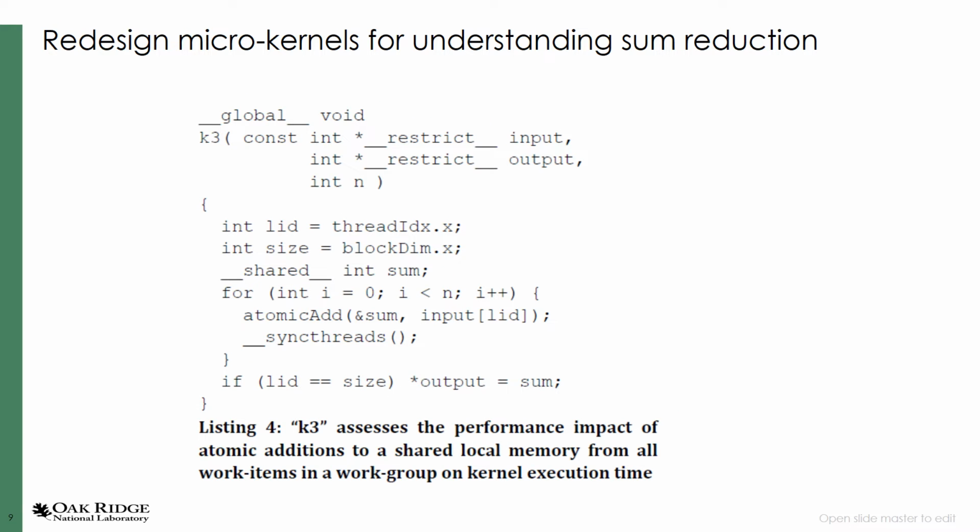The third microkernel, K3, measures the cost of reduction within a workgroup over shared local memory using one atomic addition per work item. Each work item in a workgroup loads a unique element from an input array in global memory and then atomically updates the variable sum in shared local memory. The global work size of the kernel equals the workgroup size. The kernel is expected to be executed on a compute unit.